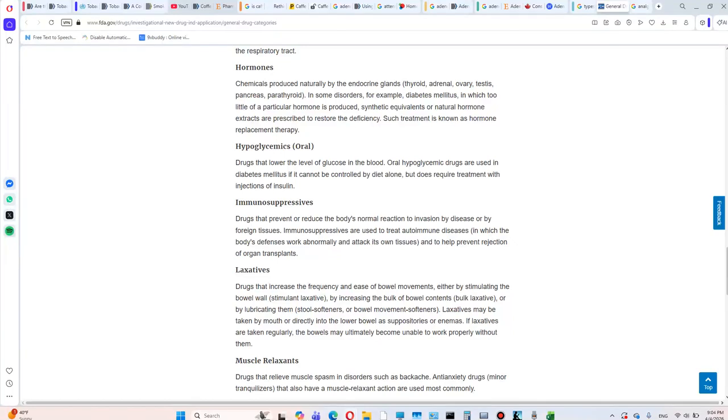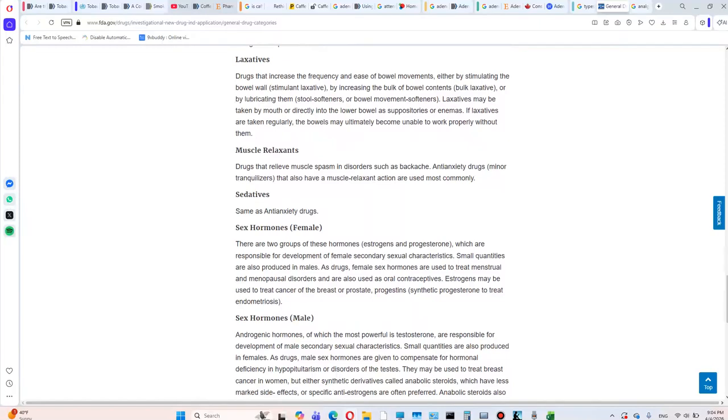Immunosuppressives. Drugs that prevent or reduce the body's normal reaction to invasion by disease or by foreign tissues. Immunosuppressives are used to treat autoimmune diseases, in which the body's defenses work abnormally and attack its own tissues, and to help prevent rejection of organ transplants.